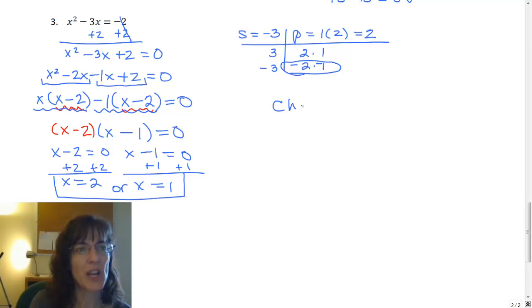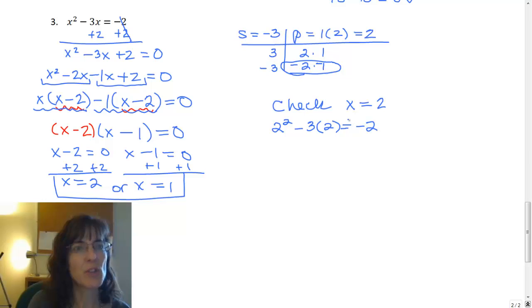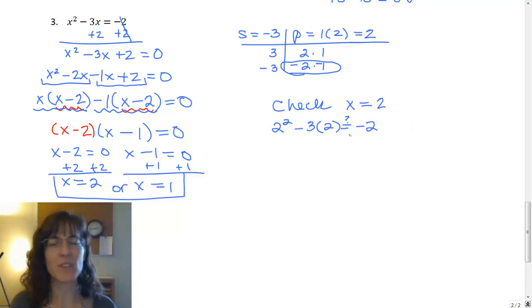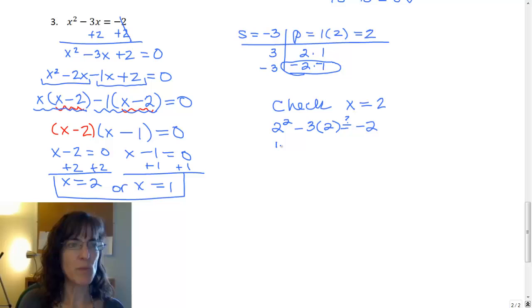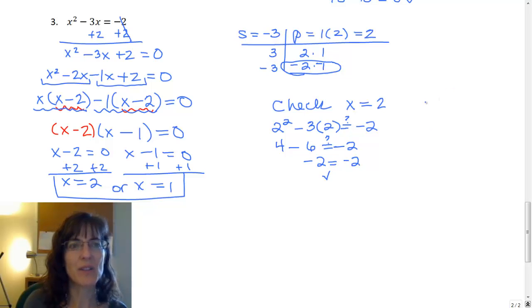Let's do a quick check. So if my x equals 2, then I'm plugging in a 2, so I'll have 2 squared minus 3 times 2 equals -2, and I want to check if that's equivalent. So 2 squared gives me 4, -3 times 2 is a -6, and is that equal to a -2? So 4 minus 6 is -2, and that does equal -2 on the right. So that one checks out.